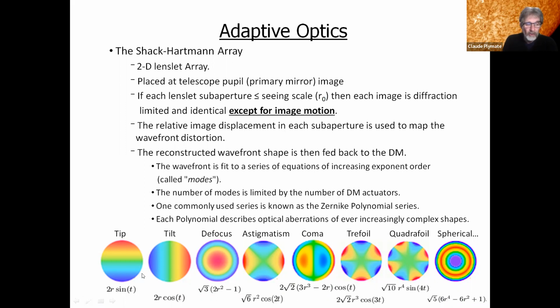So lowest order, which are linear, of course, are just tip and tilt. Second order might be defocus. Astigmatism is a second order. Jump up here to trefoil, which is a third order. Quadrifoil, fourth order, and on and on and on.